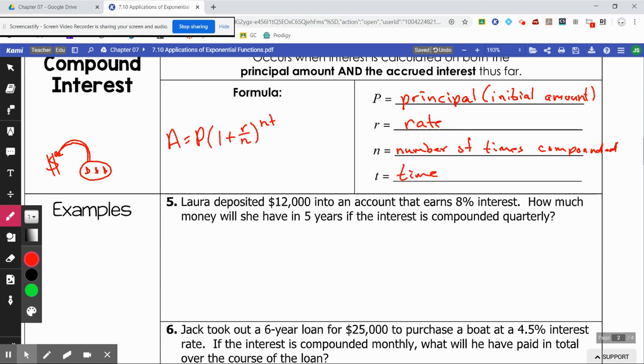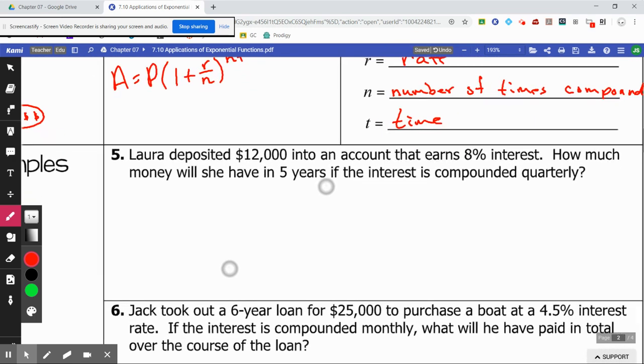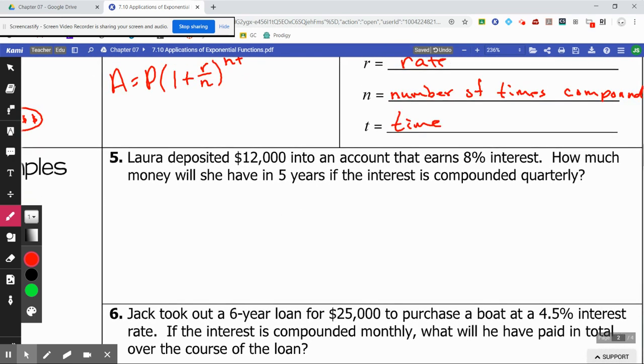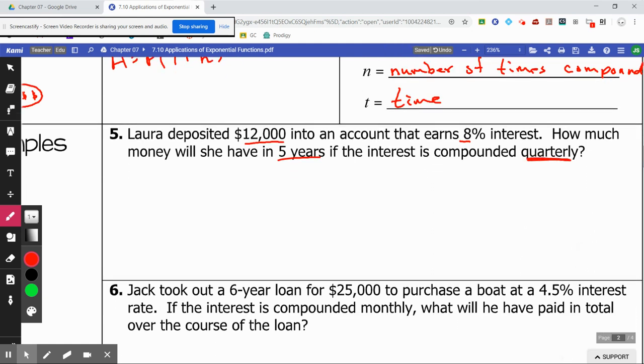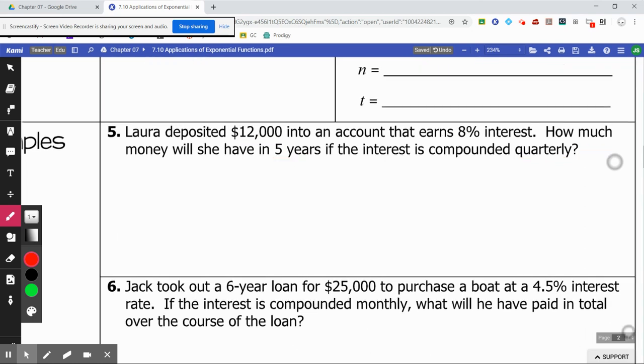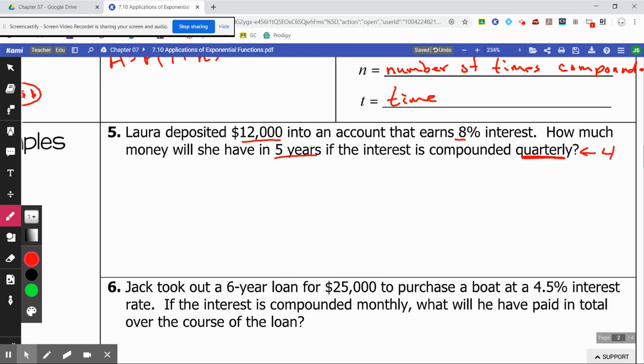So if Laura deposits $12,000 into an account that earns 8% interest, $12,000 is the initial amount. It's earning 8% interest. How much money will she have in 5 years? That's your time. If the interest is compounded quarterly. Quarterly means 4 times a year. So your n value there is going to be 4.